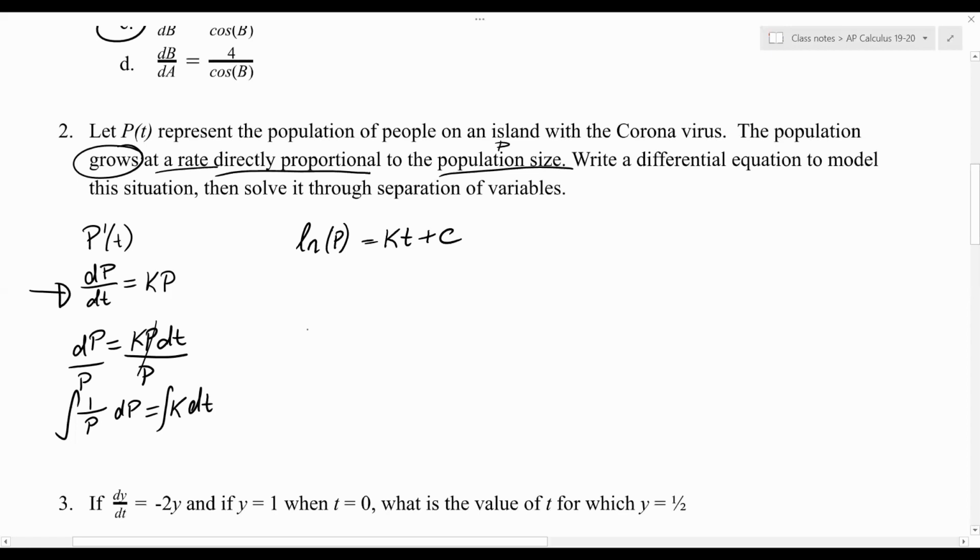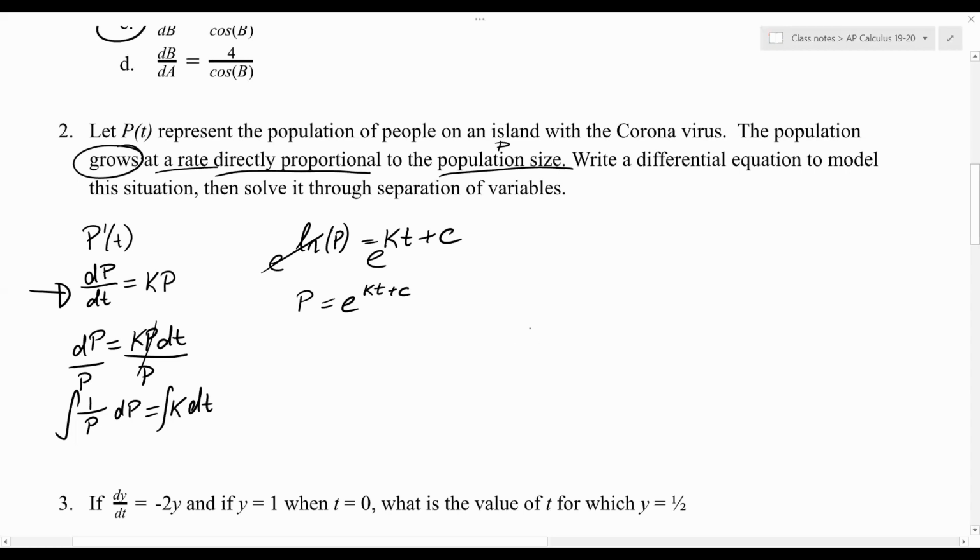Now what do we need to do? Solve for P. Well, if we have ln, the inverse of natural log is e. So we're going to take e and raise both sides to that power. So e to the ln are inverses, they cancel. We have P equals e to the kt plus C.